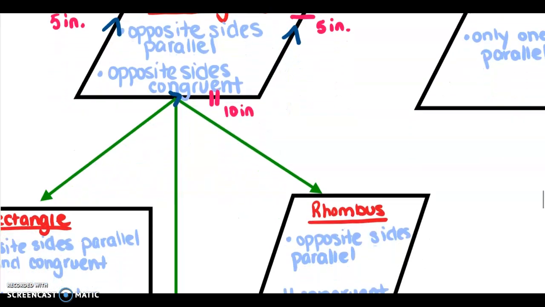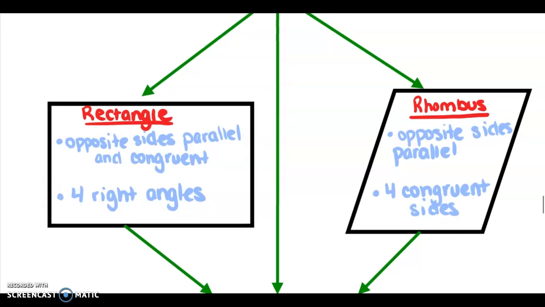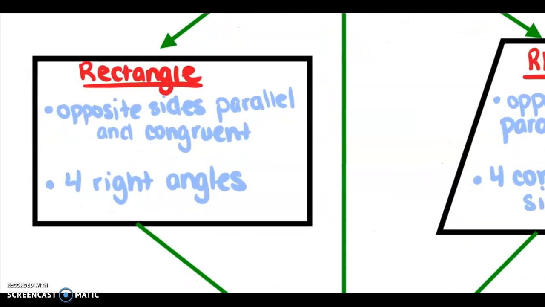Then from there, you have a rectangle. So rectangles are pretty common. Opposite sides are going to be parallel and congruent. So you're going to see these markings for the parallel. Okay. You're also going to see opposite sides are equal to each other. Okay. So top and bottom, left and right are equal. And you're also going to see 4 right angles.